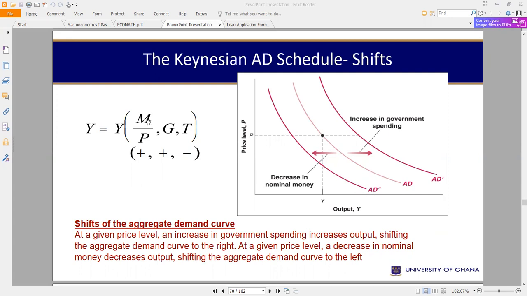And then if you take the nominal money, if there's an increase in the nominal money, the aggregate demand curve will shift to the right. If there's a decrease, it will shift to the left.